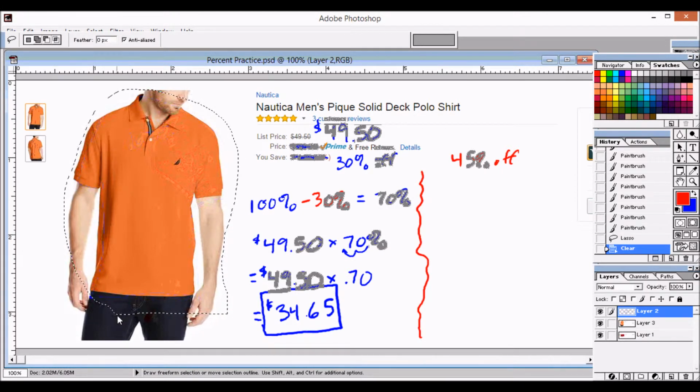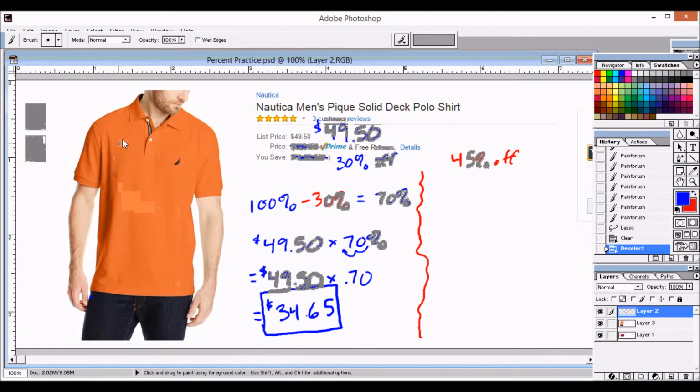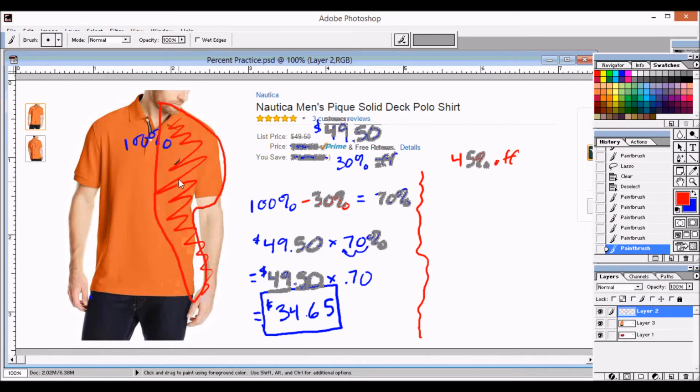So let me show you a situation where you might actually need to use this process. Say I've got this t-shirt here, and again the t-shirt is 100% of the value, but I'm only paying for that left-hand portion. All of this over here I'm getting for free. So I'm just taking off 45% of the t-shirt. So just like the previous problem, 100% minus 45% is going to be 55%. That's how much of the value I'm paying for the t-shirt. So we'll take $49.50 and multiply it by 55%.